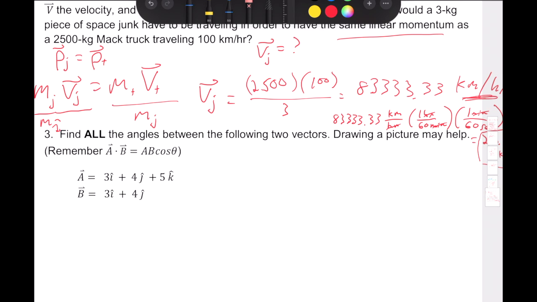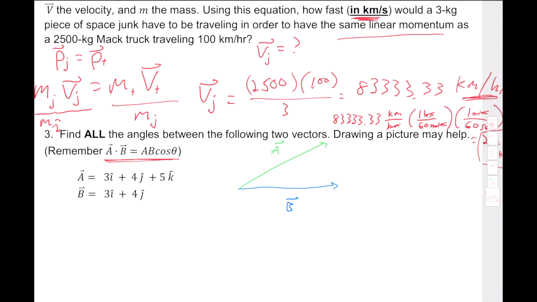So, for example, let's say B is this vector here. I'm not sure if this is what it looks like, but we're just going to use this as a teaching tool. Okay, A and B. And I give you this equation here, A dotted with B is equal to magnitude A, magnitude B times cosine theta. And I say find all the angles. Well, you might say, here's one angle definitely between A and B. That makes sense, right? That's intuitive.